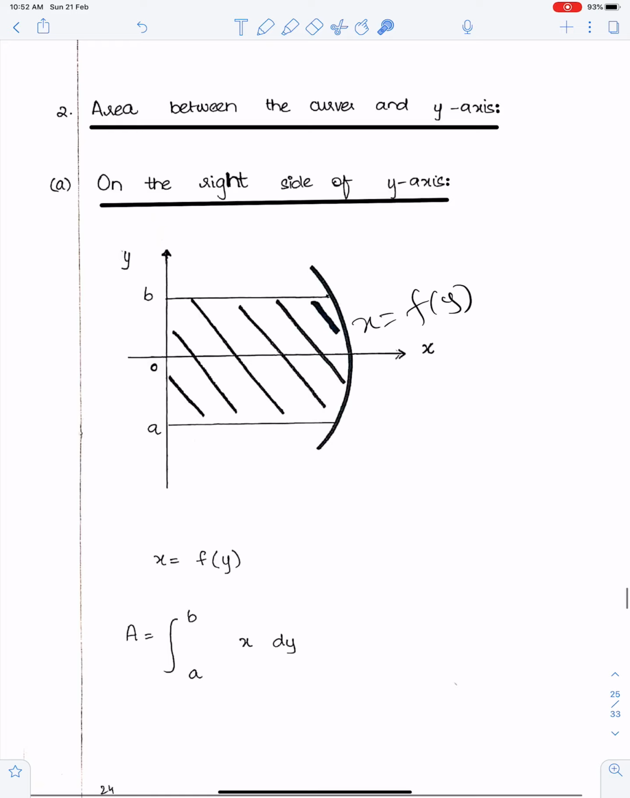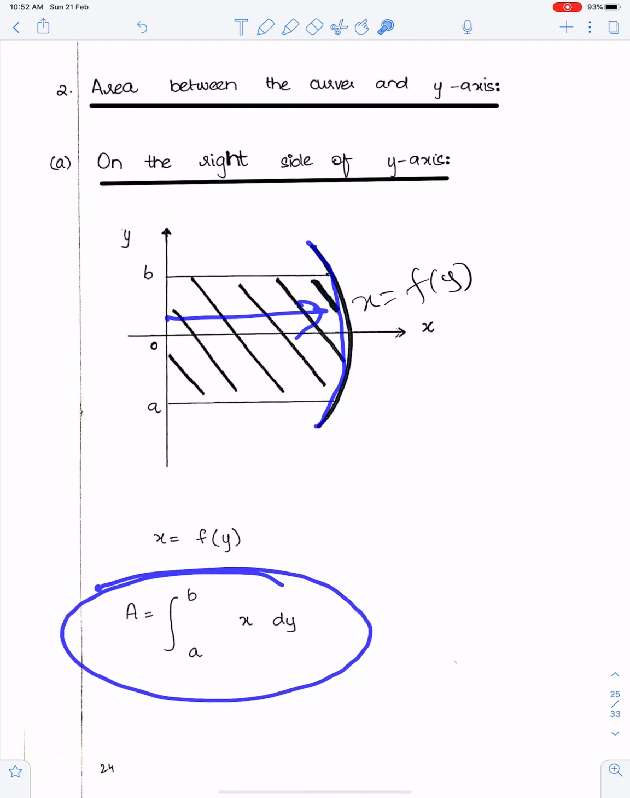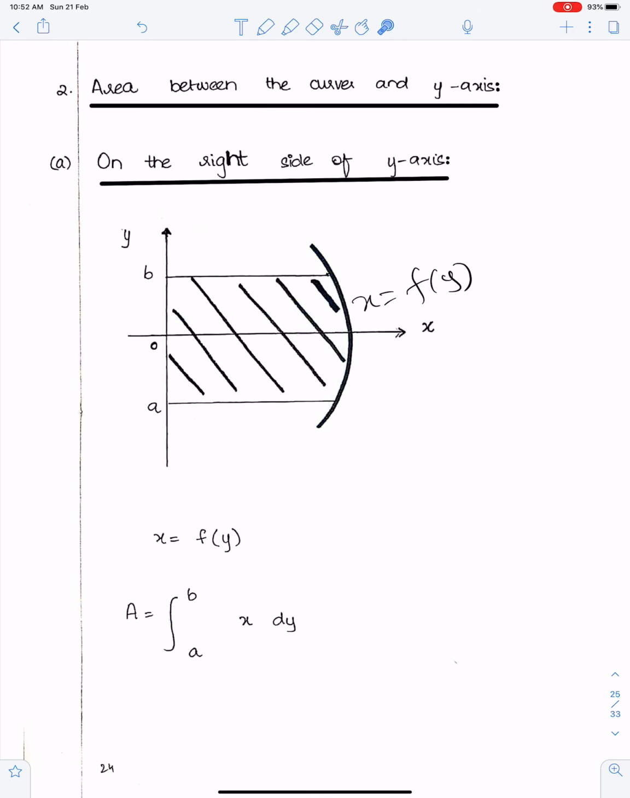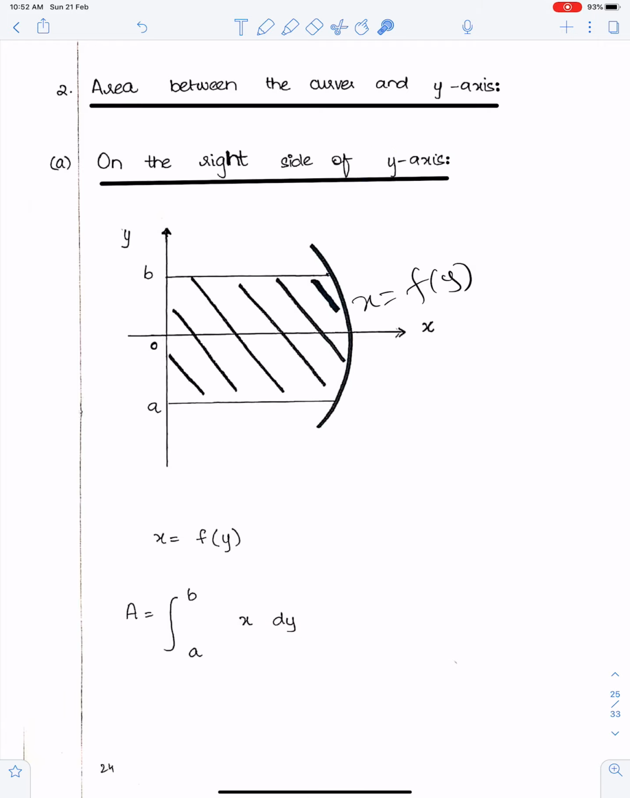Area between the curve and the y-axis. This is so simple. Since this curve is on the right side of the y-axis, this will be the formula. Positive sign before the sign of integral. And since we need area between curve and y-axis, this should be dy. The integral operator should be dy, and these two variables are always opposite. And this is the lower limit and this is the upper limit.